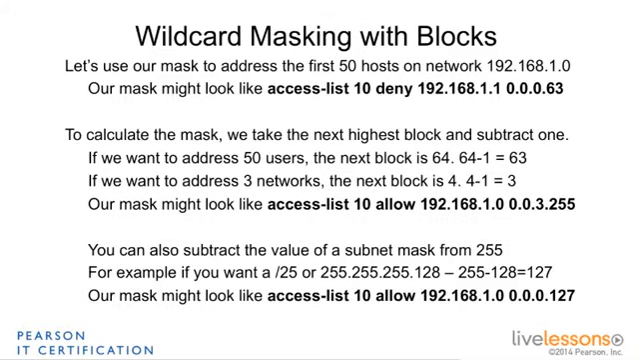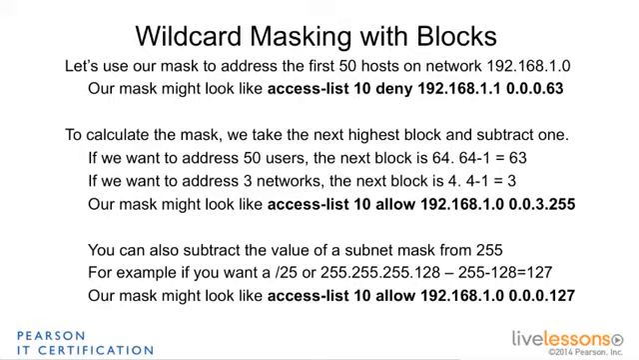Well, first, to calculate the mask, we take the next highest block and subtract 1. If we want this mask to address 50 users, the next block is 64. 64 minus 1 is 63. And that's how I came up with the wildcard mask 0.0.0.63. If we want to address 3 networks, the next block size is 4.